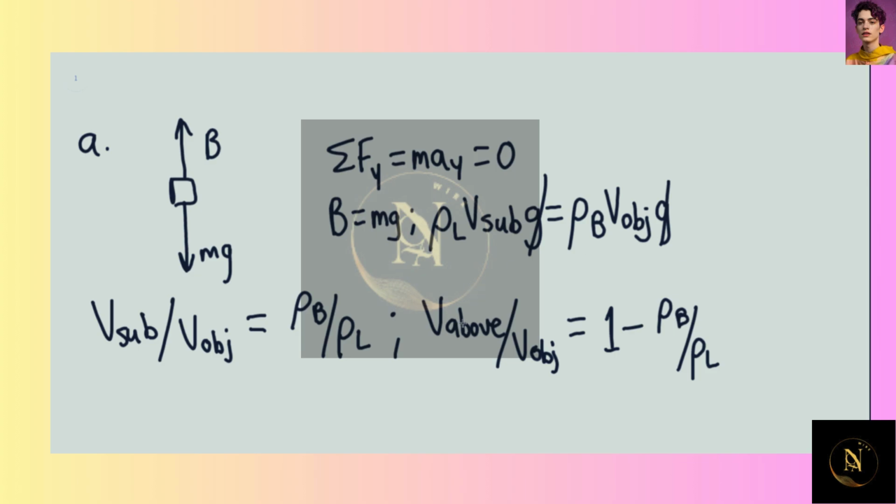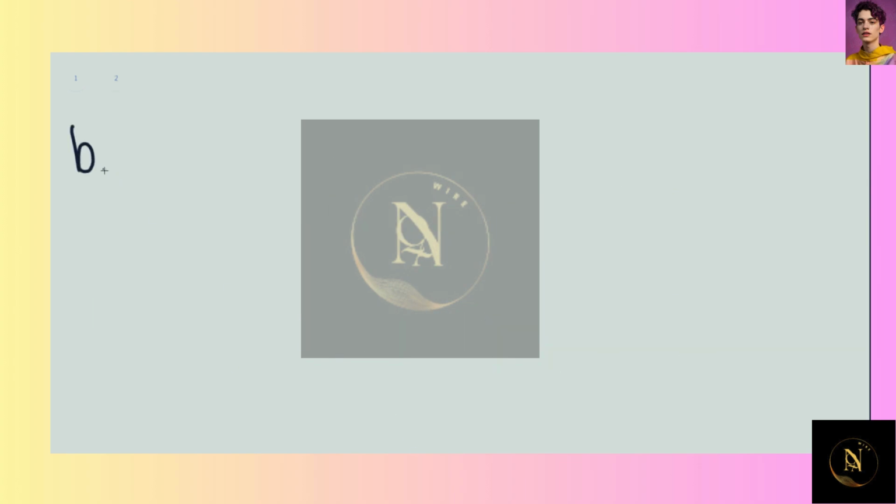Keep in mind that if the density of the block equals the density of the liquid, then the block is totally submerged. It will float, but the block is going to be totally submerged. So the surface of the water would be at the top surface of the block.